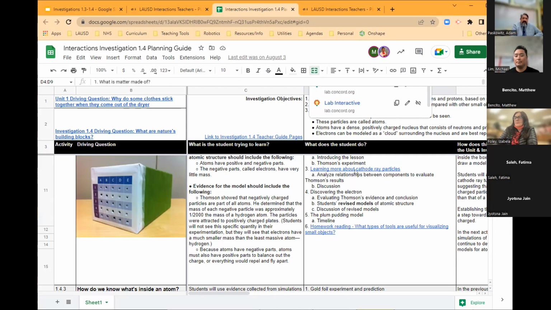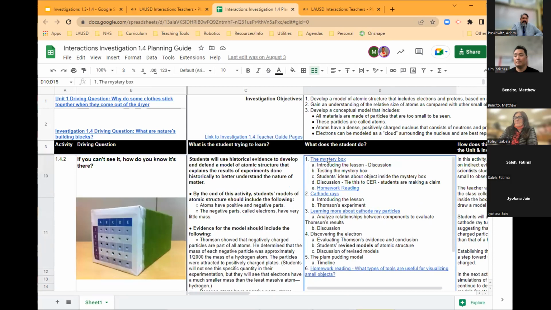So students learn more about cathode ray particles. Sorry, they do this mystery box activity. The mystery box is where they shine a laser through the box that you see on this image. They don't know what's inside the box. They try to use indirect evidence to figure out what's inside the box. So they shine a laser through some number of these holes, and they try to guess what's in there. And you don't have to tell them what's in there.